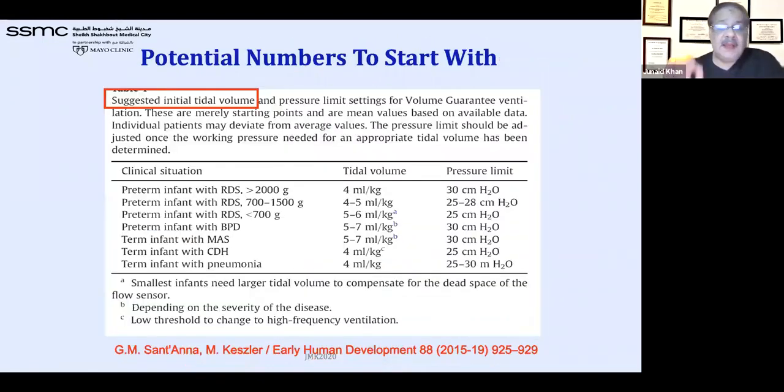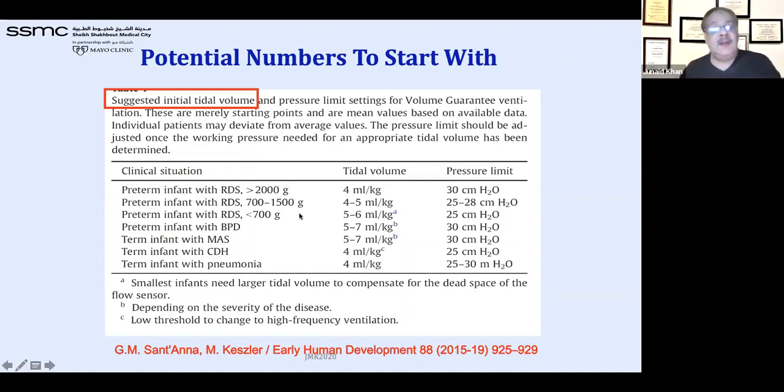So Dr. Martin Kessler made this table and made it easy for us. He published this first in 2015 and then again in 2019, with his colleagues. And these are the suggested volumes. Okay, I will send this talk to Vikram and you can have it. And we are following these guidelines. If the preterm infant has RDS and is more than 2000 grams, we use 4 ml.